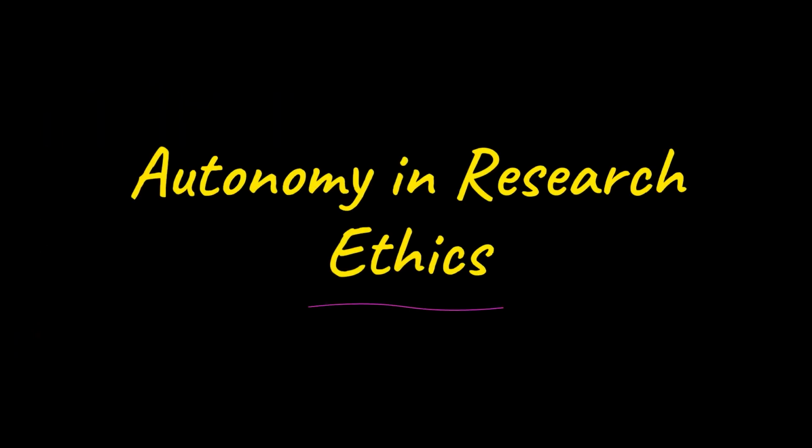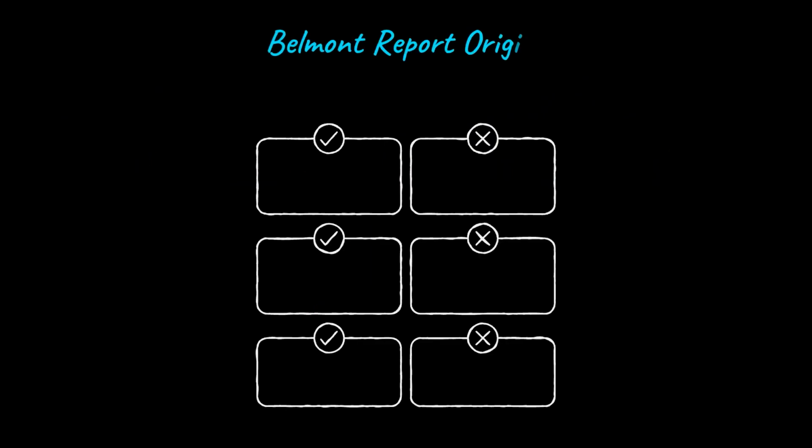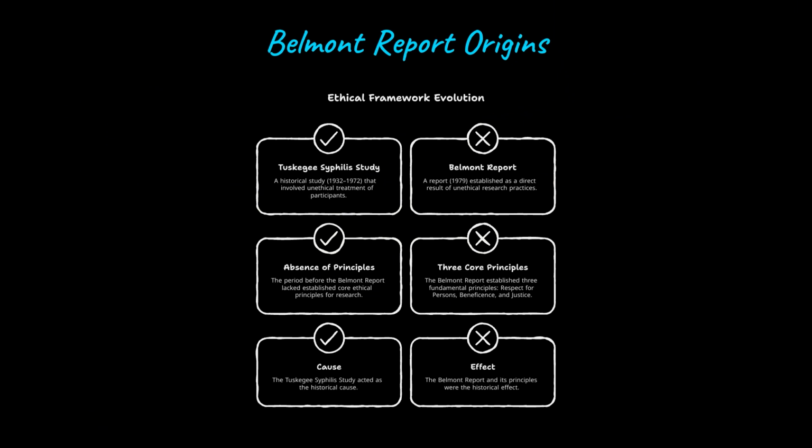Autonomy is the foundational ethical principle protecting an individual's right to make informed decisions about their own care and research participation. Understanding it means understanding how modern research ethics was built and why it matters. The modern autonomy principle traces directly to the Belmont Report of 1979, which was itself a direct response to the Tuskegee syphilis study, where men were observed for 40 years without consent or treatment. The Belmont Report formalized respect for persons, beneficence, and justice as the pillars of research ethics.